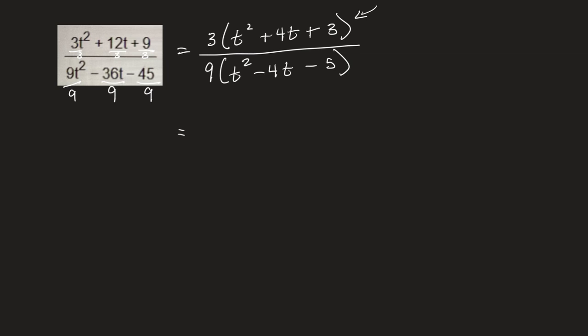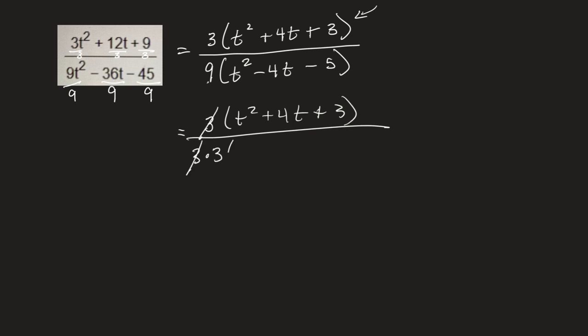Maybe just before I go on, rather than do two things at once, I see the 3 and the 9 there. This 9 can be 3 times 3, right? So this factor and this factor will cancel. And I'll just leave all the other stuff. Okay.